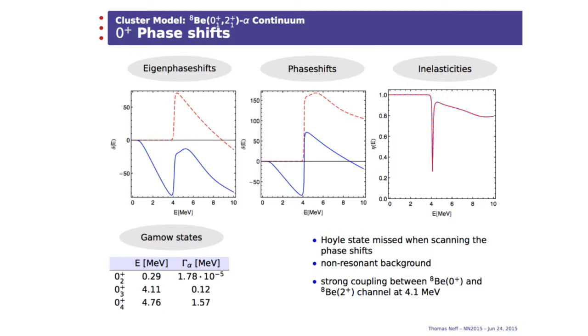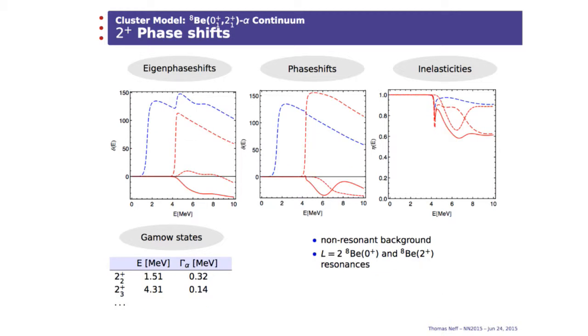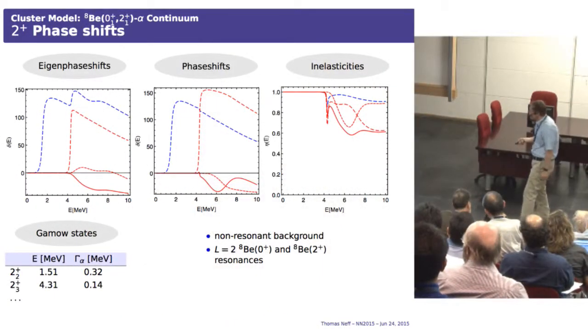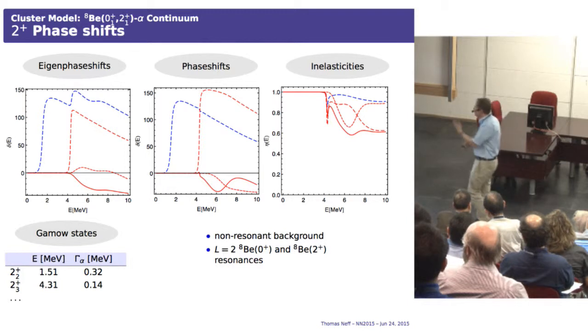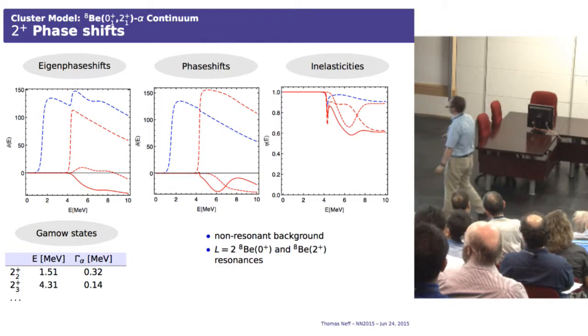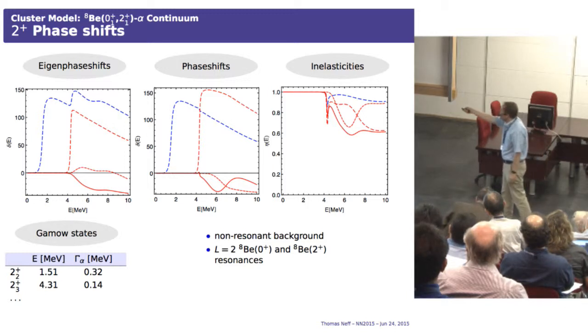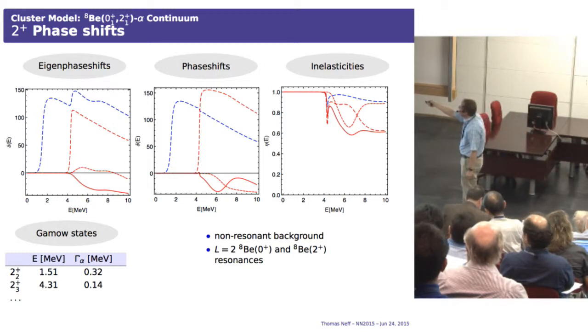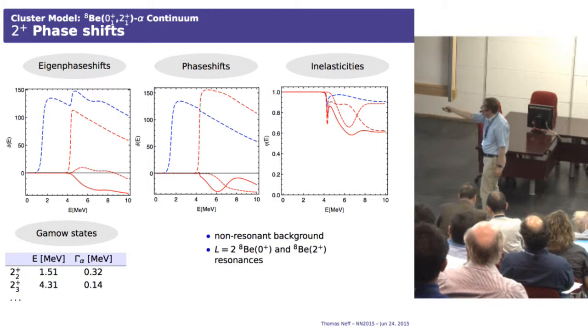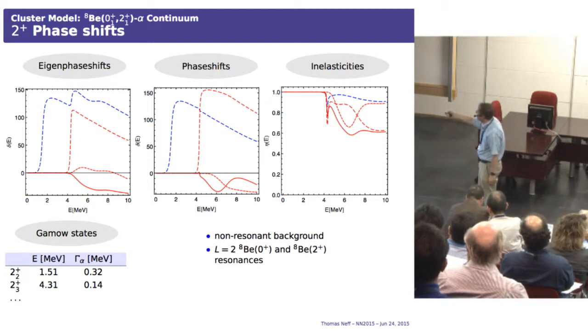Okay, for the 2+, now we really have a nice resonance, the S-matrix pole. For the cluster model, the width is only about 300 keV, not 2 MeV, which is probably a little bit too small. But you also see, I included here only the beryllium-8 ground state and the first 2+ state. And when you go above 4 MeV, the situation when you take all the channels gets really messy.